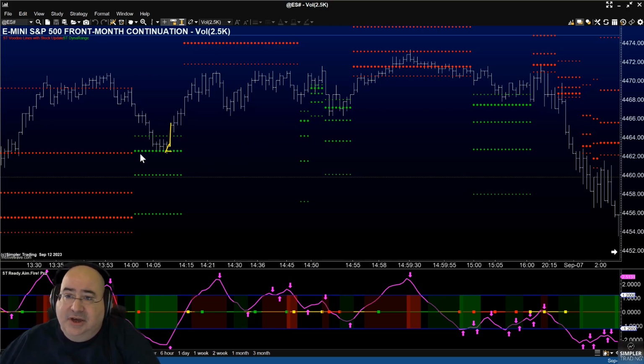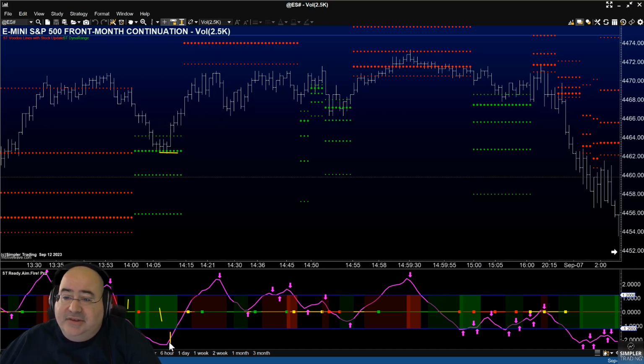So what I like to use in combination here on this particular chart for intraday signals in the ES futures is Dyna range, which automatically plots support and resistance levels. Support in green, resistance in red. And what I'm looking for is a Ready.Aim.Fire signal that comes from right at one of the support levels for a buy and a resistance level for a sell. So I want to see the dark green and then the bright green and then an arrow.